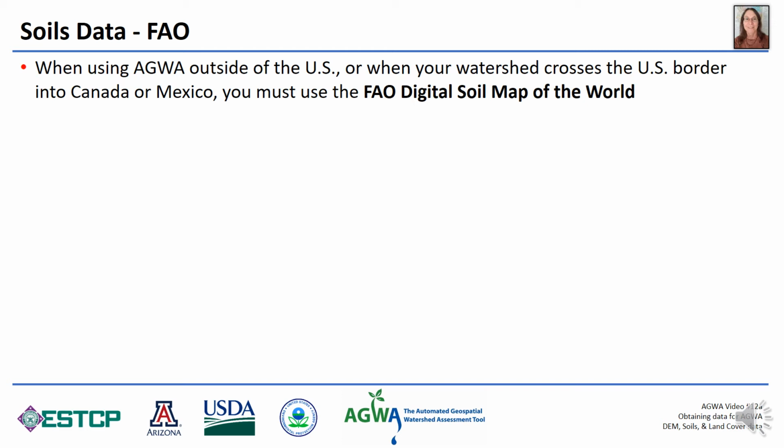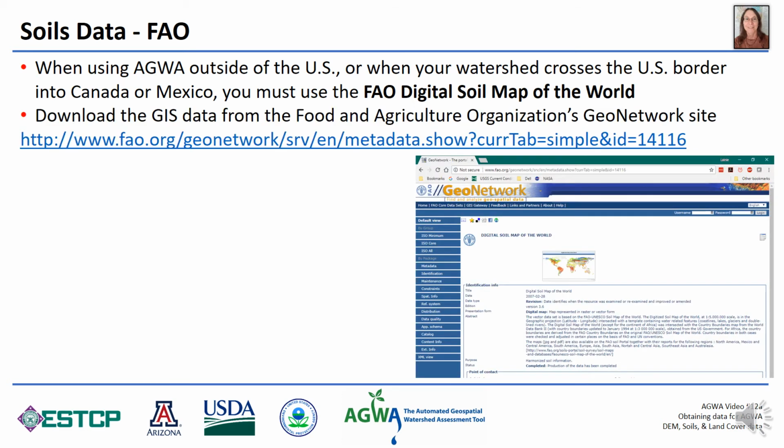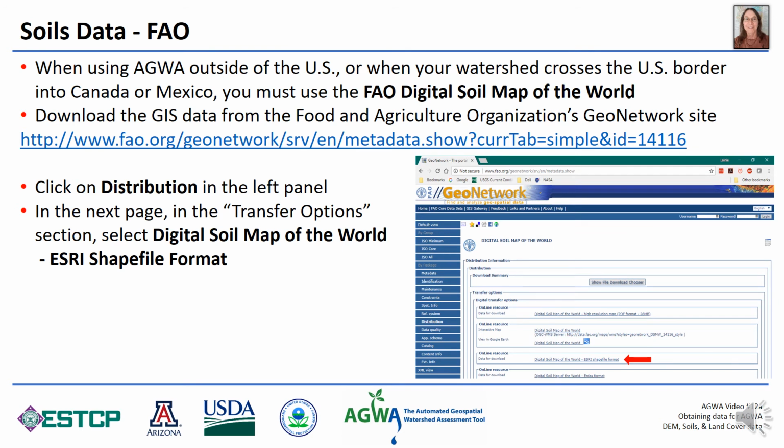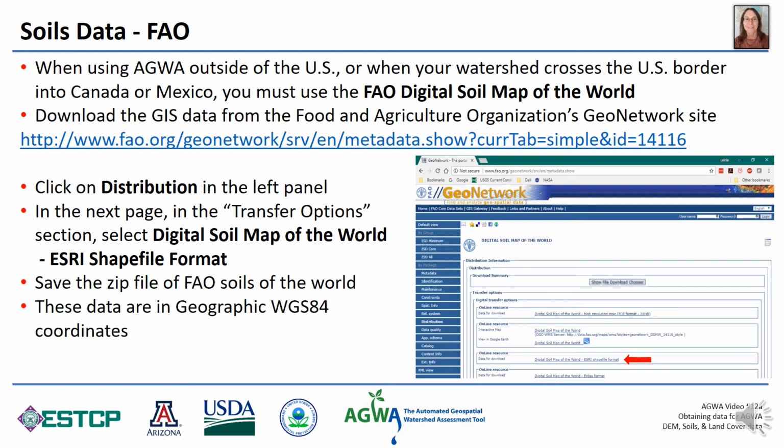If your project is outside of the United States or crosses the international border into Canada or Mexico, you'll need to use the FAO Digital Soil Map of the World. Download these GIS datasets from the Food and Agriculture Organization's GeoNetwork site. Click on Distribution in the left panel. Then in the next page, in the Transfer Options section, select the Digital Soil Map of the World Esri shapefile format. Save this zipped file, which will contain the FAO soils of the world. These data will be in geographic projection and will have to be projected to UTM to match your other data.